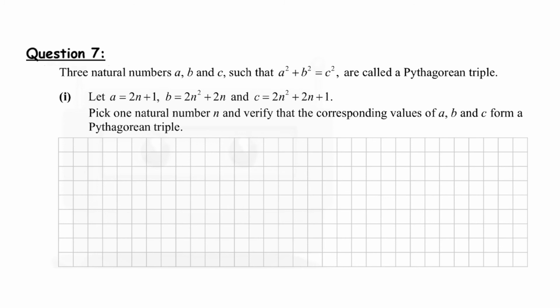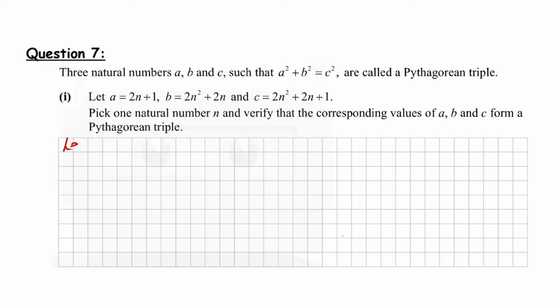That basically means it is a right angle triangle. So we have three numbers here that satisfy the fact they are a right angle triangle, where c is the longest side, the hypotenuse. When we can show this, they're called a Pythagorean triple. And we've seen that in other questions as well. So it said let a equal 2n plus 1, b equal 2n squared plus 2n, and c equal 2n squared plus 2n plus 1. Pick one natural number n and verify that the corresponding values of a, b, and c form a Pythagorean triple.